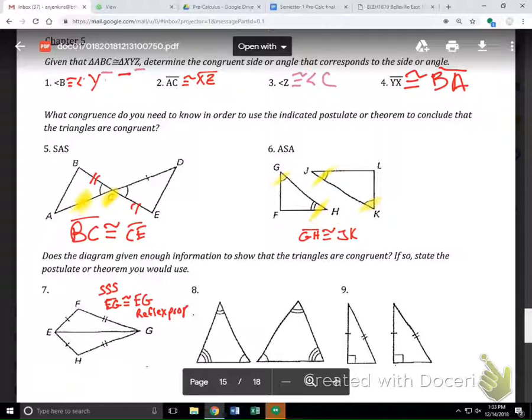Number 2, we have angle, angle, angle. Is that one of your theorems or postulates? Do we have an AAA? Nope. And last but not least, we have a right triangle with two congruent sides. What could we use? We can use hypotenuse leg. You have a congruent hypotenuse and a congruent leg with a right triangle. Okay, last 3.